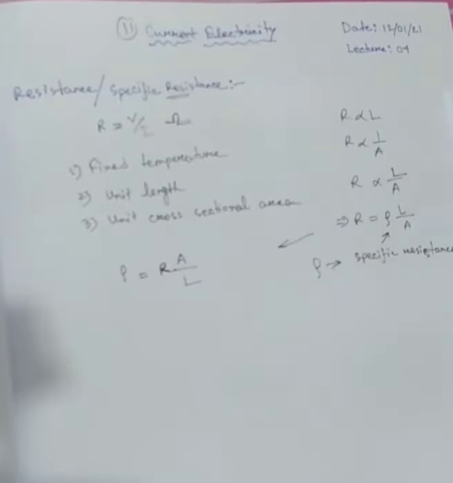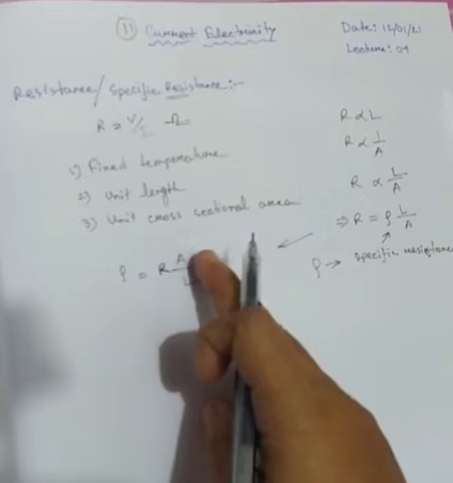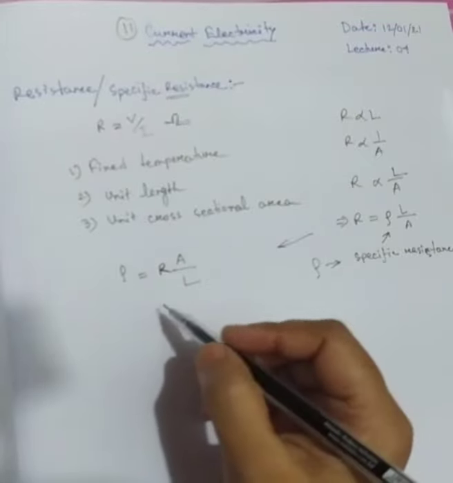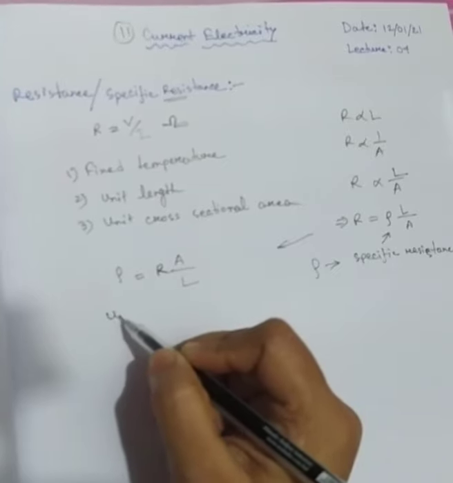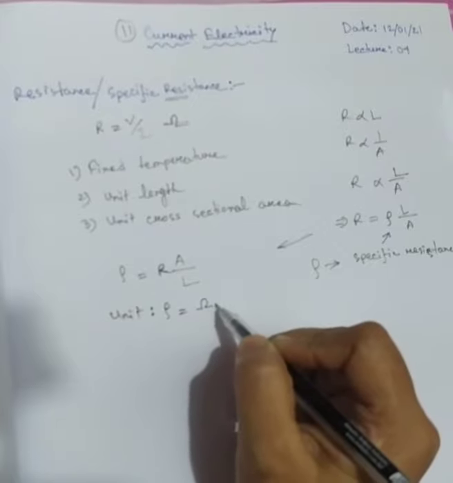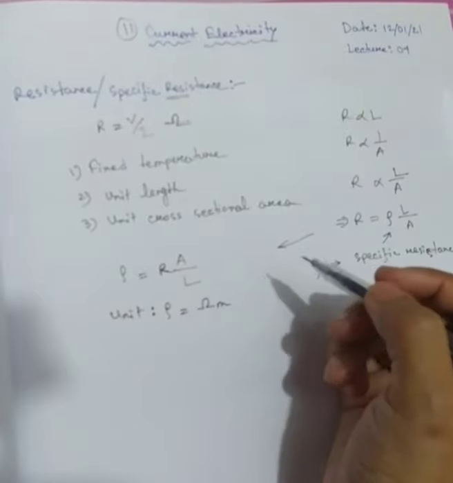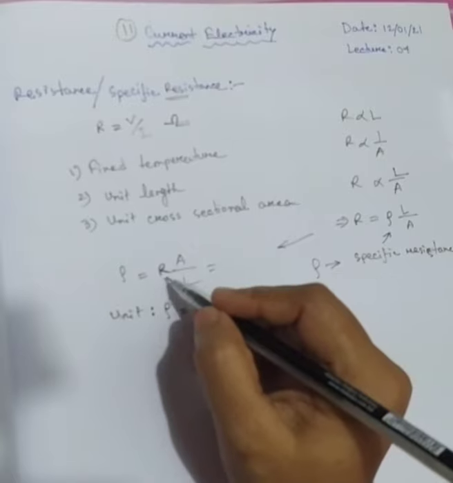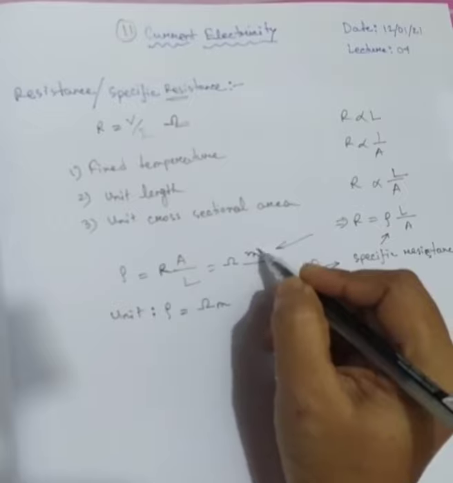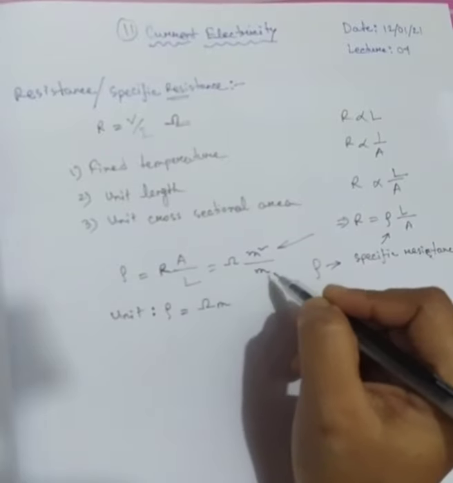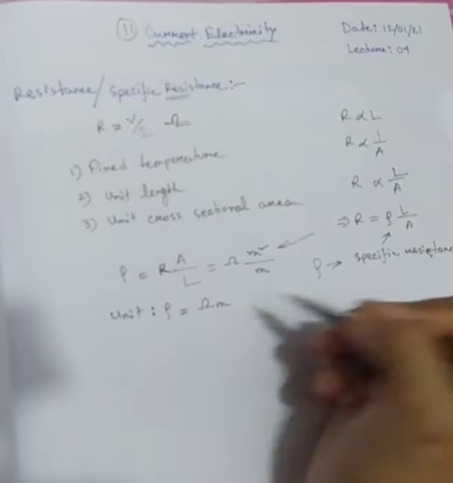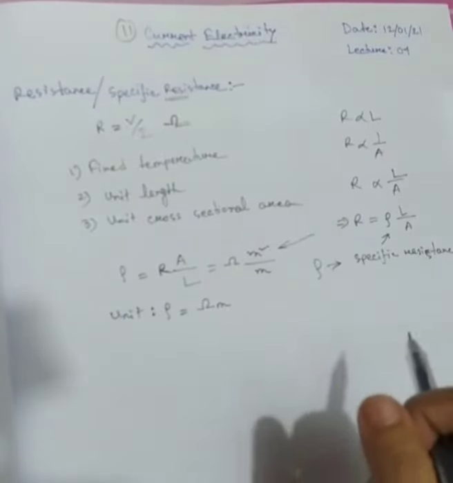So we know the unit of resistance, the unit of cross-sectional area, and the unit of length. Using all those units we will get the unit for specific resistance. Rho is in ohm meter. The unit of resistance is ohm, the unit of cross-sectional area is meter square, and the unit of length is meter, so dividing them we get the unit of specific resistance as ohm meter.